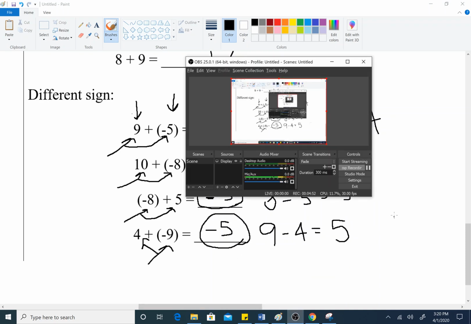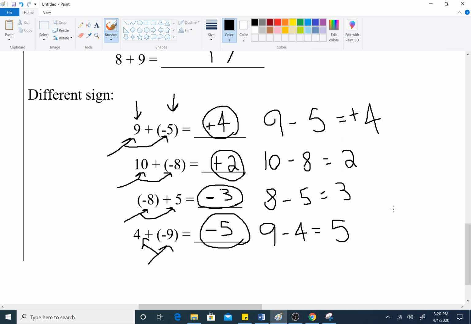Making sure if they're the same sign, you add them together, take the sign with you. If they're different, take the difference, take the sign of the larger number.